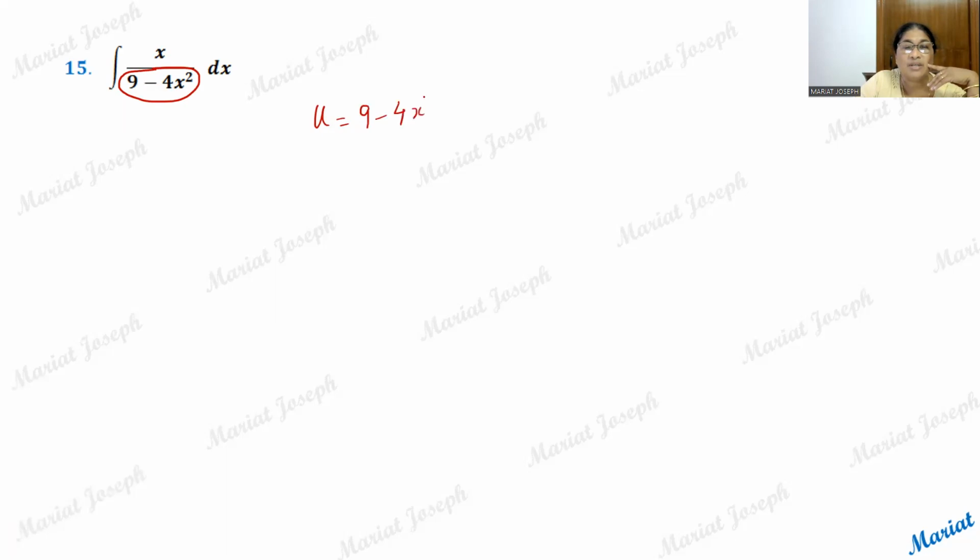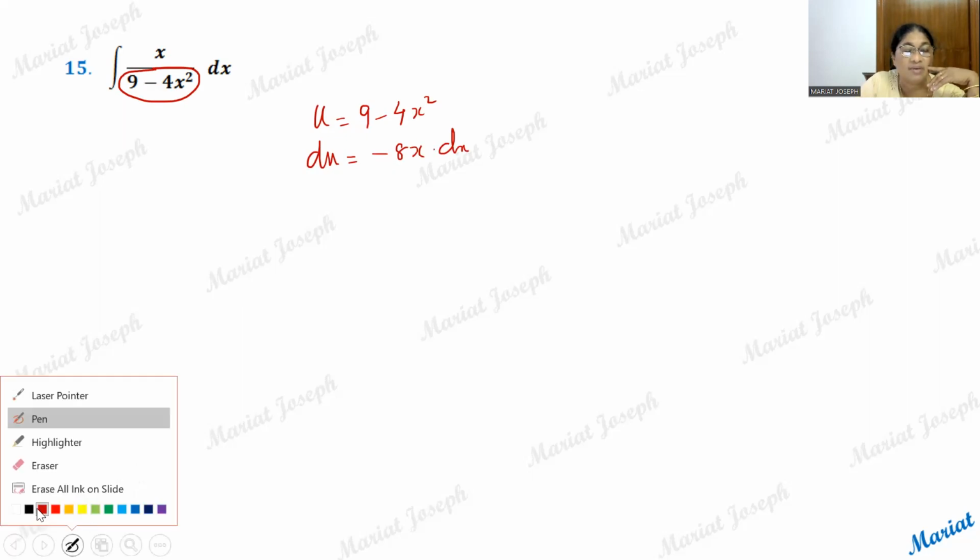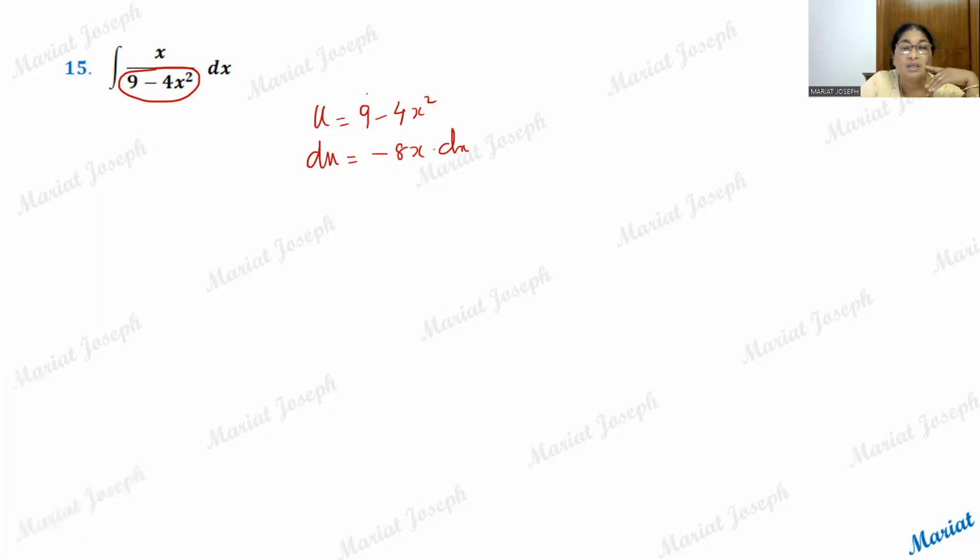9 minus 4x square. Why so? Ab dekho to, what is the du? Minus 8x into dx. How come minus 8x? Derivative of 9 is 0, na? Derivative of 9 will be 0 and its derivative is minus 8x.